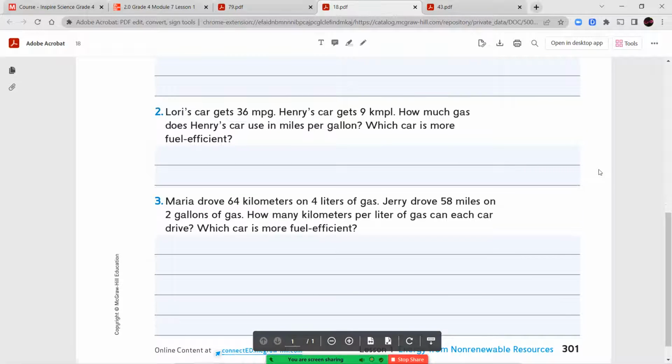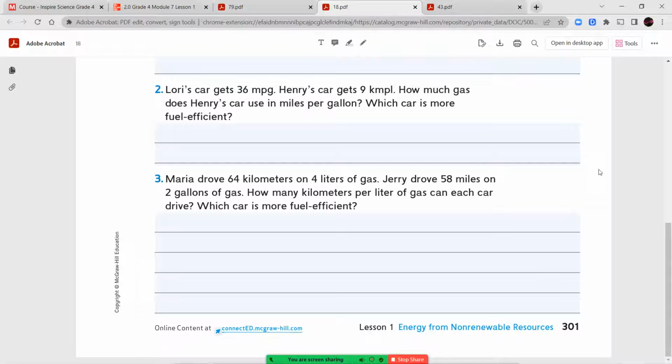Lori's car gets 36 miles per gallon and Henry's car gets 9 kilometers per liter. How much gas does Henry's car use in miles per gallon? Which car is more fuel efficient?